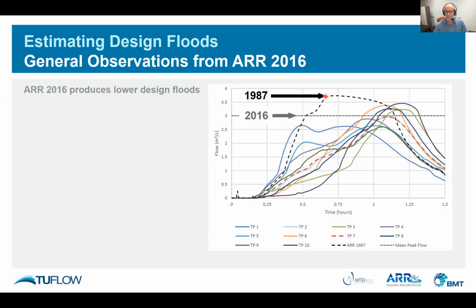And that's really because the '87 temporal patterns were very much trying to lump together, a little bit like some of the unit hydrograph methods do, something representative of all the types of patterns they've seen. But in 2016, we're actually just taking real temporal patterns from the huge database we have.